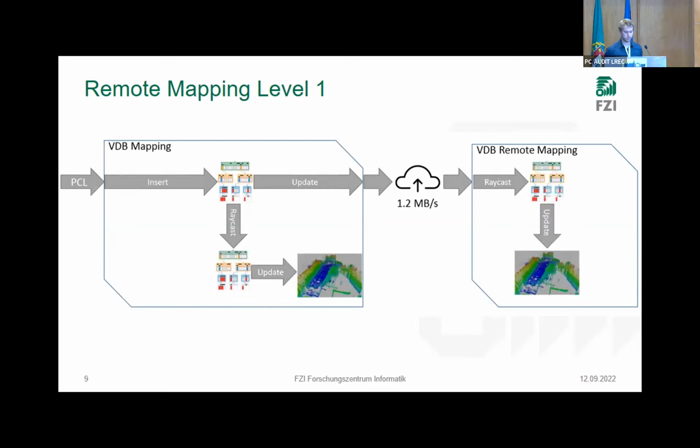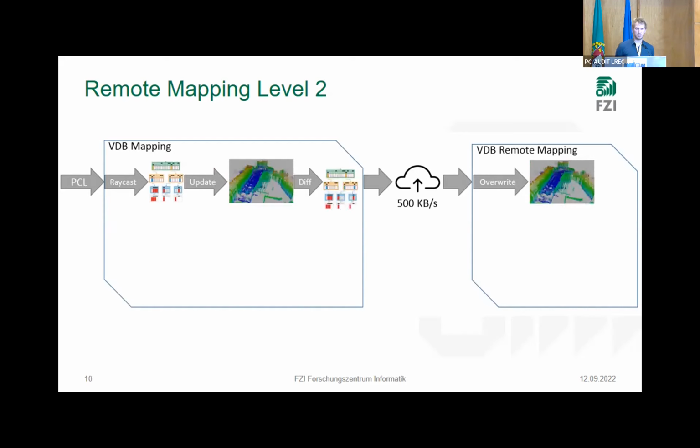On level 1, we only insert all the endpoints of the sensor data into an update grid as well. These update grids can be compressed quite nicely, and they become quite small. Then from that point on, we do the raycasting on both parts to generate the same map on both ends. Here we have a data reduction to only 1.2 MB per second, which is better.